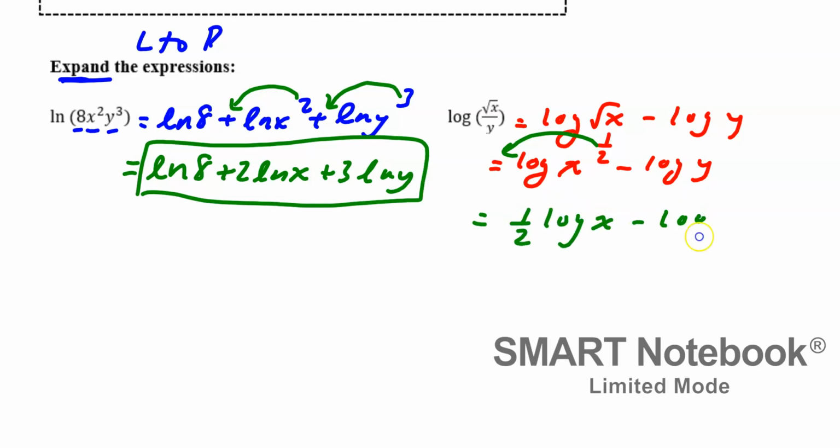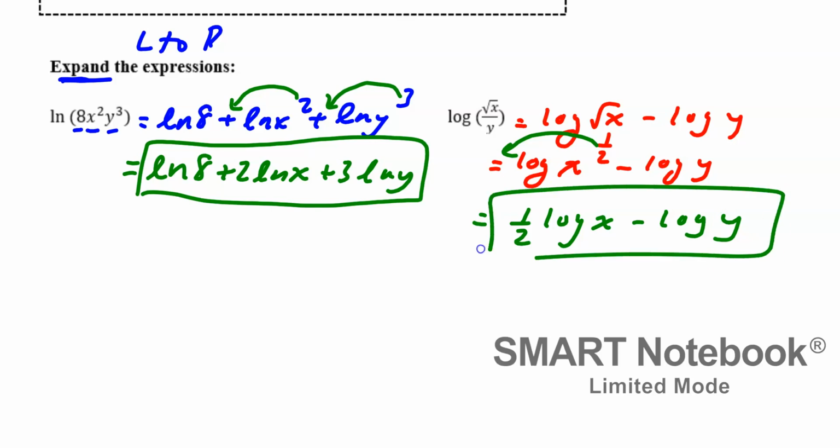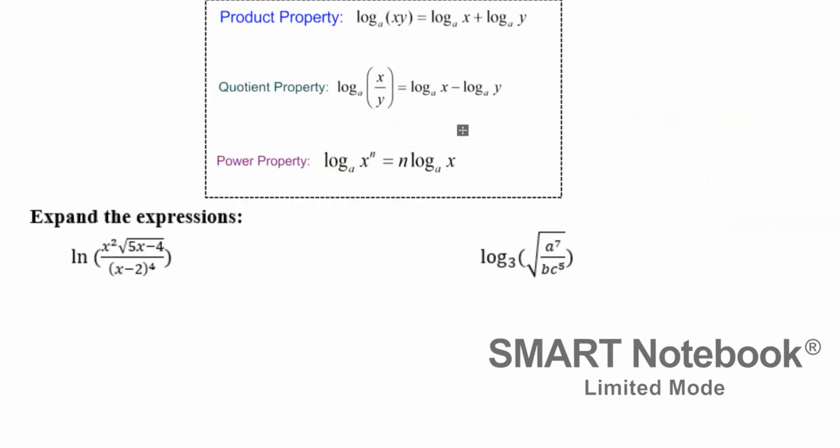minus log of y. So these next two examples are definitely looking a little bit more complicated, but I'd rather show you these in the video so you're aware of them.